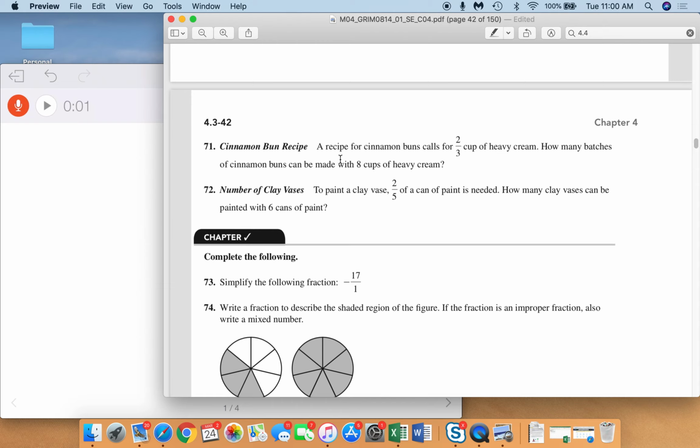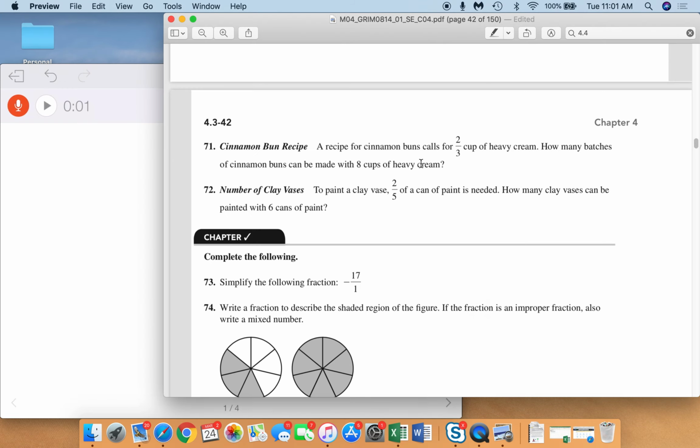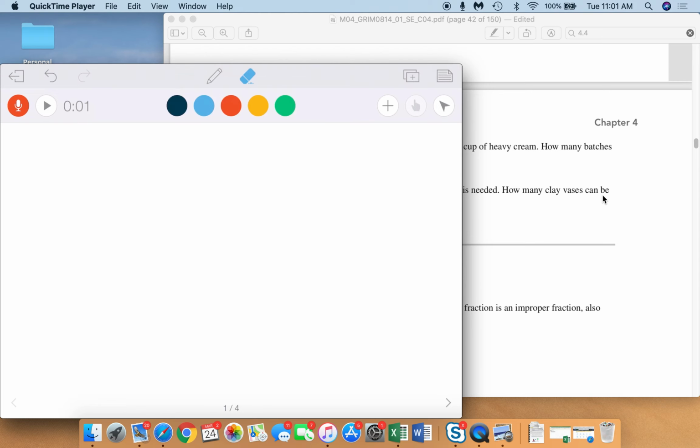This one is the cinnamon bun problem, number 71 from 4.3, and I want to talk about this before we get into 4.4. A recipe for cinnamon buns calls for 2/3 cup of heavy cream. How many batches of cinnamon buns can be made with 8 cups of cream? So let's go over here and talk about this a little bit. So this is number 71 from 4.3. So what we have is 8 cups.